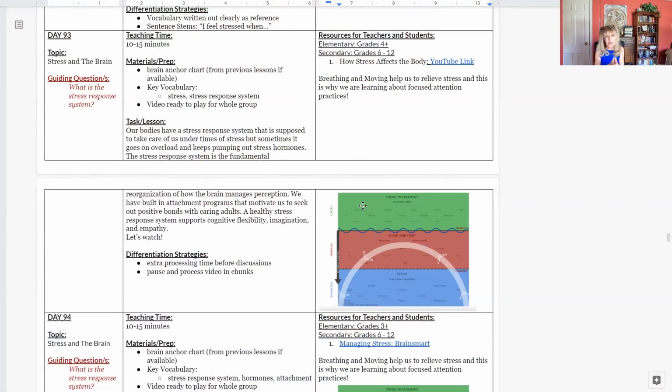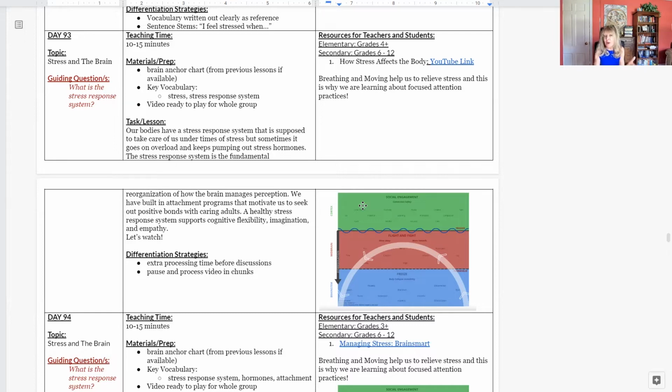So in the third column of the scope and sequence, we are providing YouTube links, we are providing graphic images of ways to track and ways for our children and our adolescents to track their nervous system states. As you can see on this day 93, we're using anchor charts. And as educators, we all know what an anchor chart is. We use those to highlight our most important topics.